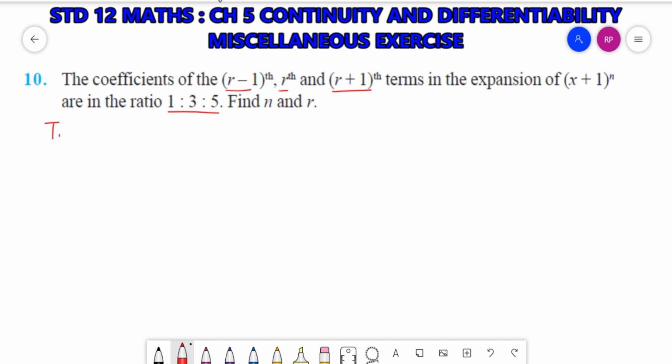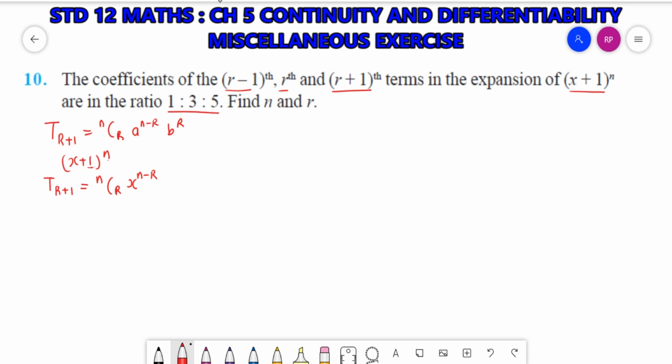Now instead of small r, I will use capital R. That will be equal to nCR a^(n-r) b^r. Now see, the expansion is (x+1)^n. Clear? So for (x+1)^n, T(r+1) will be equal to nCr x^(n-r) and 1^r. Now whatever power 1 is having, it will be 1, so I am not writing that.